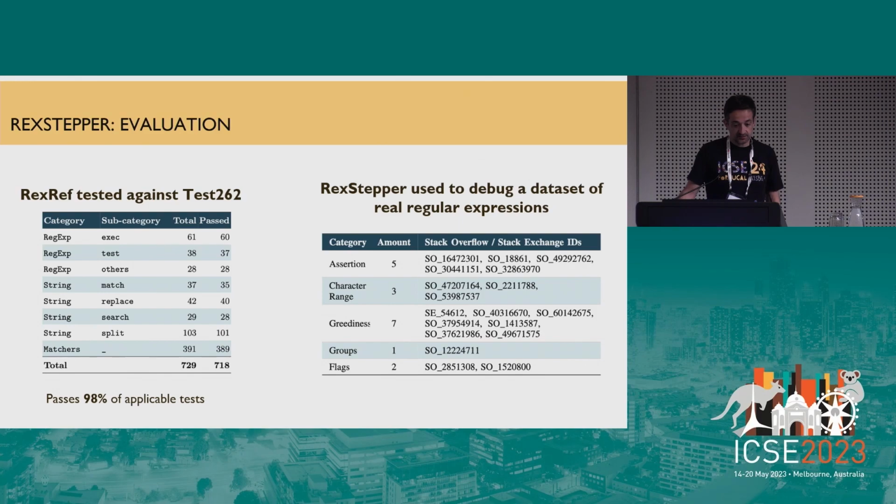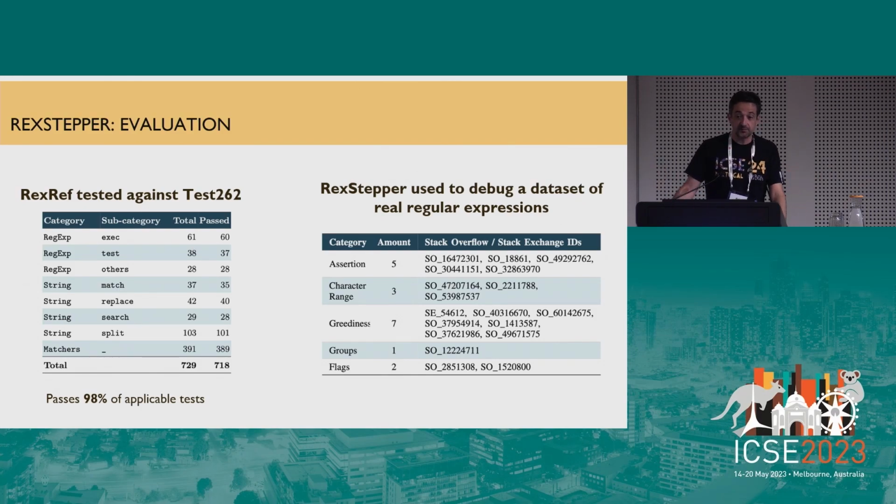Now, in terms of evaluation, we evaluated with the benchmark Test262. As you can imagine, parsing regular expressions is not a small feat. So what we did was test whether or not our prototype could parse all regular expressions out there. There are a few that we cannot handle, but that's just a few. Out of the 729 regular expressions in this benchmark, we can compile and do the debugging in 718. So we get 98% coverage of all the regular expressions. There is still some work to do, but the numbers are pretty good.